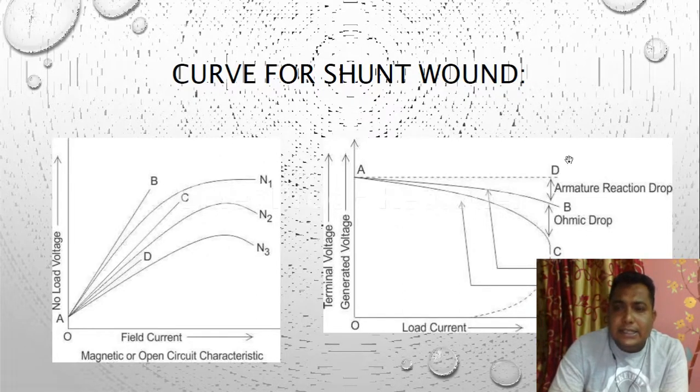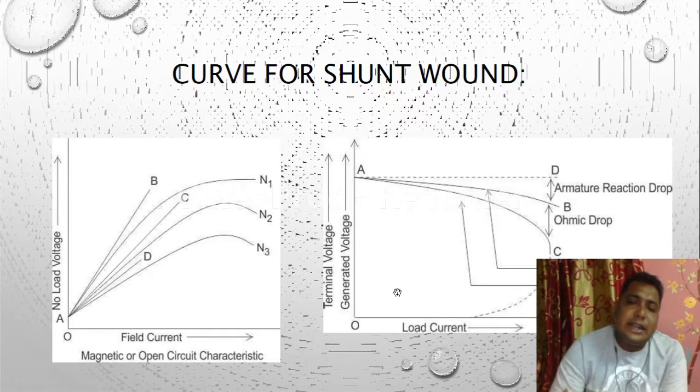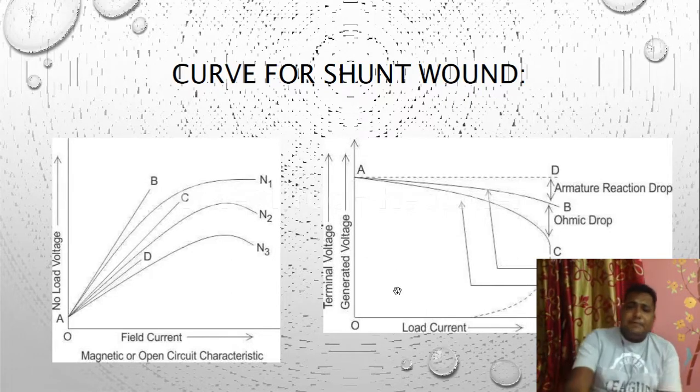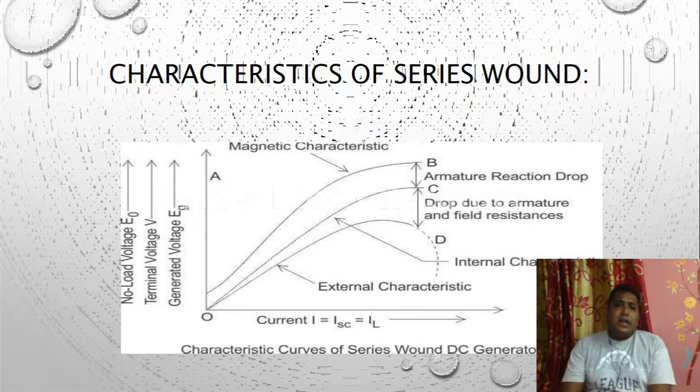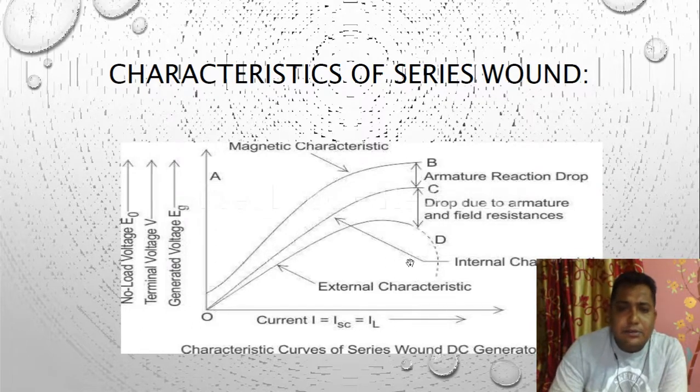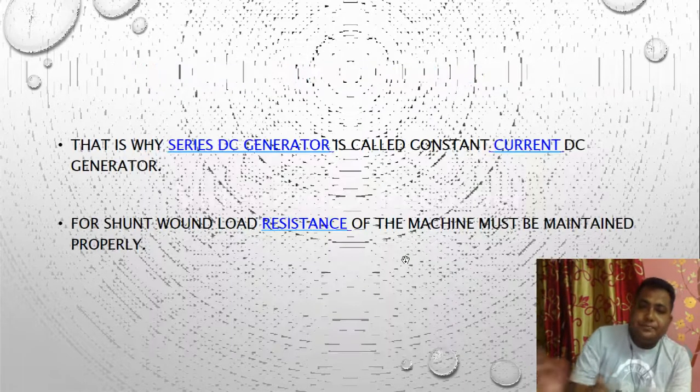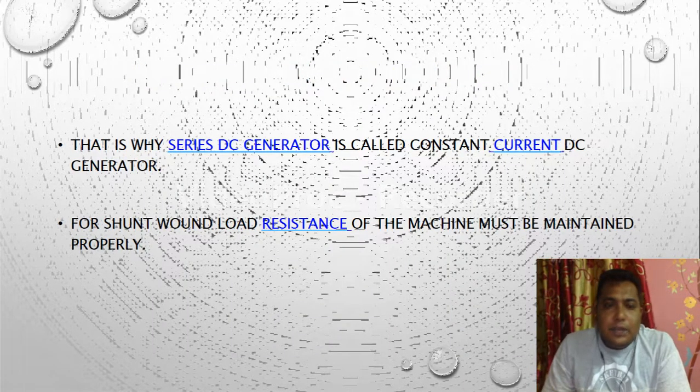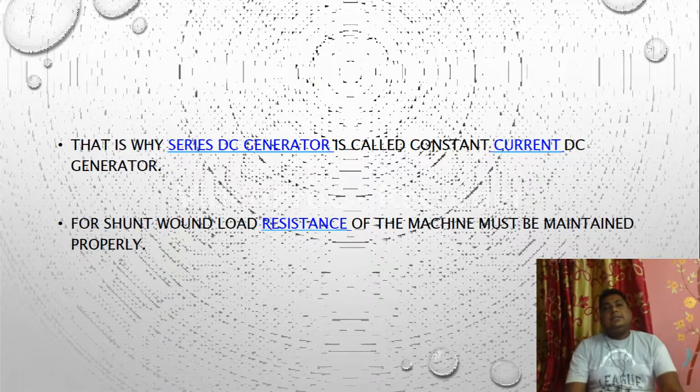Okay, and this is the next case, the internal and external characteristics, as you can see, the same. Now this is the characteristics of the series generator. Again the same thing, we can find out those characteristics. Yes, it is started from here, then it drops. And this is why the series DC generator is called a constant current DC generator.